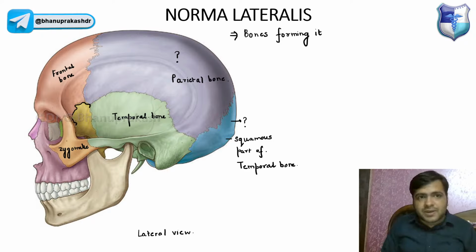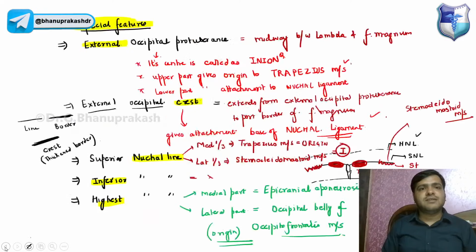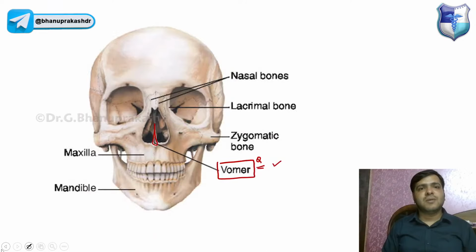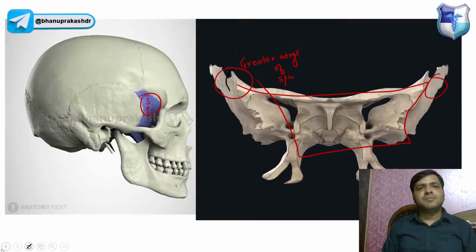This yellow colored bone, which we have already discussed, guys, is the sphenoid bone. More precisely, it is the greater wing of the sphenoid. We have already discussed the sphenoid bone in the last lecture also, and I showed you a picture. If you just appreciate this yellow colored part, it is the greater wing of the sphenoid bone.